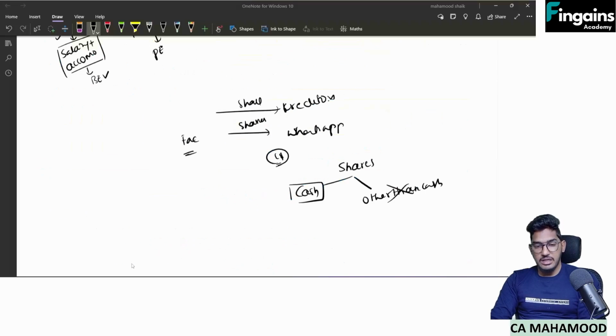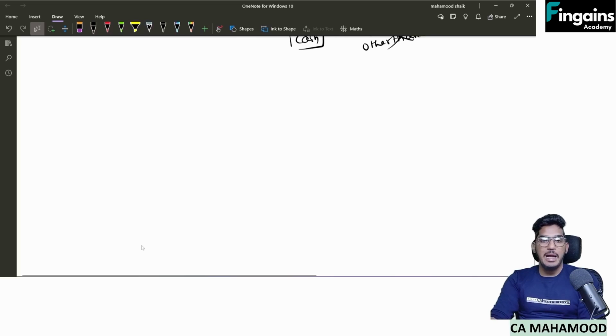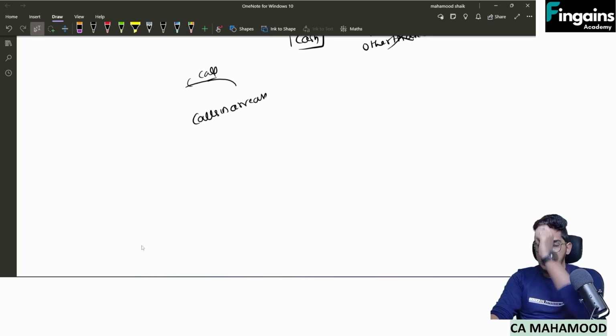Like you might have done in accounting for share capital. Assume a company has made a call on the capital, but some person did not pay the calls. Now, how will it be recorded? It will be recorded as calls in arrears in the balance sheet. It will be shown under the share capital heading. So that's what they are saying.